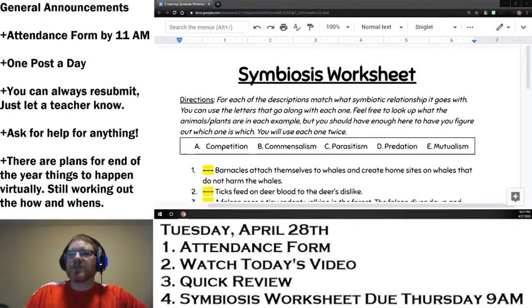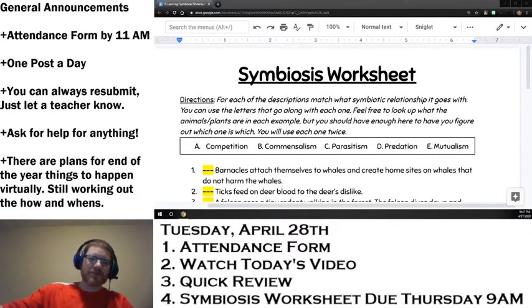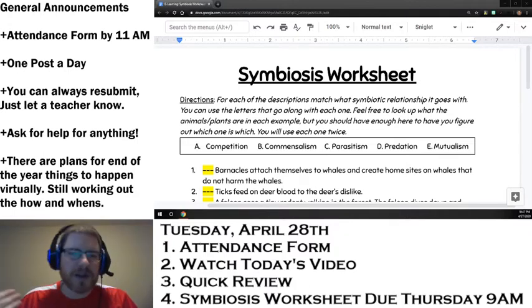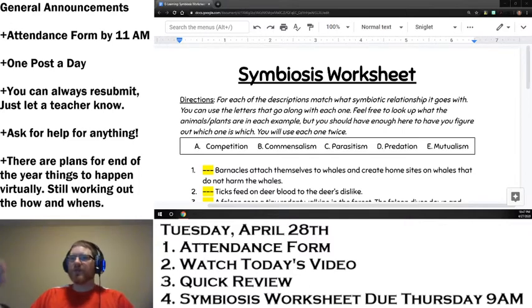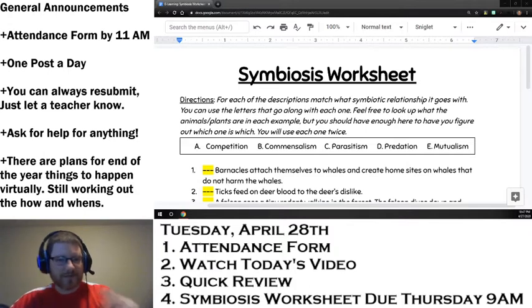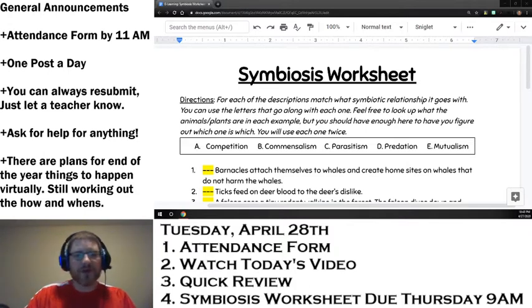assignment here, which is our symbiosis worksheet, which is pretty straightforward. What you're going to do for this one, as the directions say, is match the relationship with the descriptions. I've got a description of an interaction between two animals. You have to tell me whether it's competition, commensalism, parasitism, predation, or mutualism. Remember, competition is when two things are fighting it out over something, whether it be food, water, shelter, a mate, what have you.